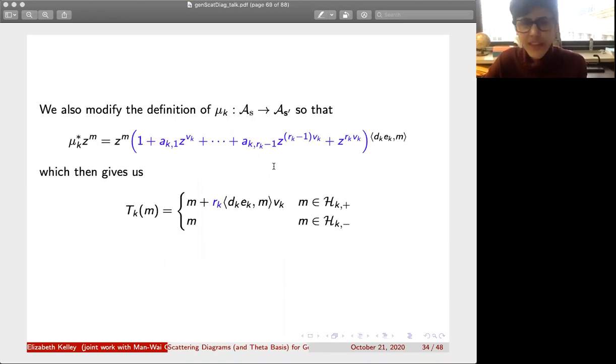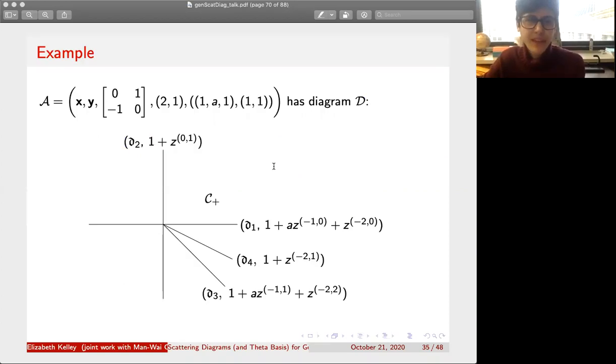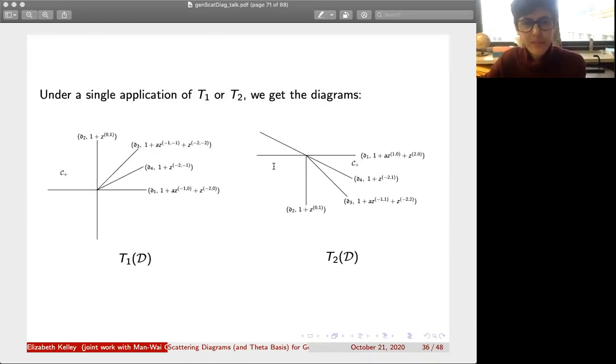And then you also have to modify this map whose pullback is defining the mutation map for our diagrams. And it's all just algebra and bookkeeping, basically. It all kind of goes through once you make the right decision about how to modify the map. And so you can mutate these diagrams also, and you can get these sort of wild and fun looking things.